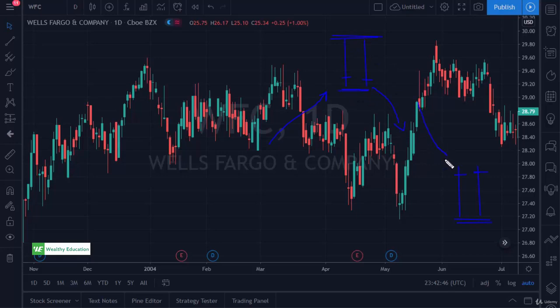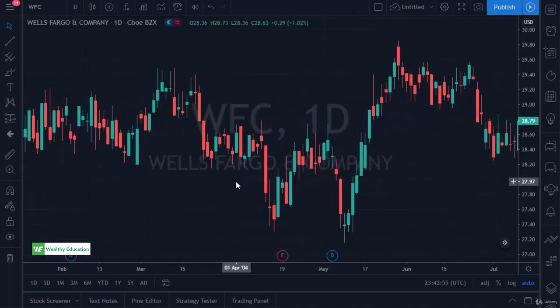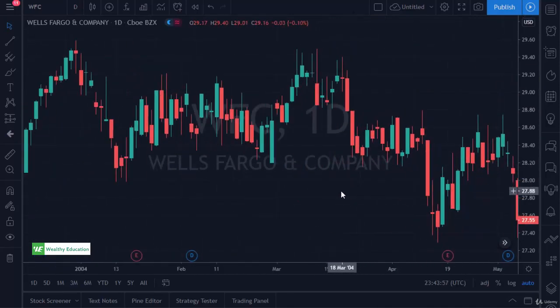Now, obviously, it's the exact opposite in the Tweezer bottom. We continue lower, we pop. We continue lower. The buyers come back in and step things up. A break above the second candlestick is a buy signal, and your stop loss goes on the other side of them. So here are a couple of examples of Tweezer tops.